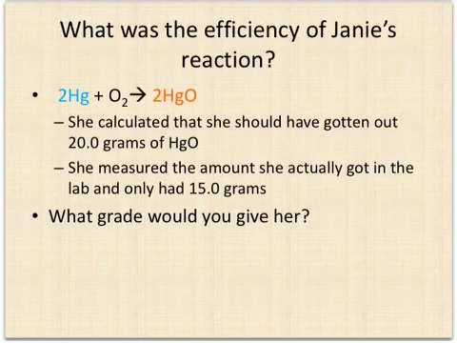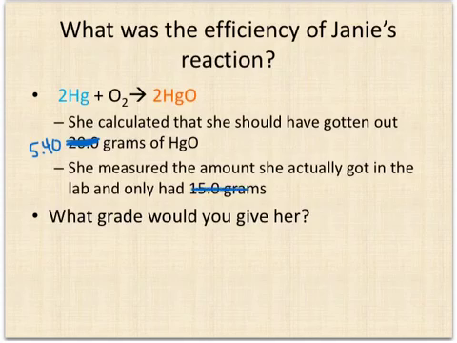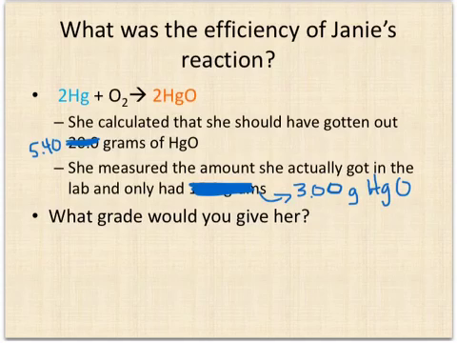So now let's see how that fits into an actual chemical reaction. In fact, we're going to revisit Janie's reaction. She calculated that she should have gotten out 5.40 grams of the mercury 2 oxide. And when she did the lab, she found that she actually only got out 3 grams of the mercury 2 oxide. So, how would we measure her efficiency? What grade would we give her?